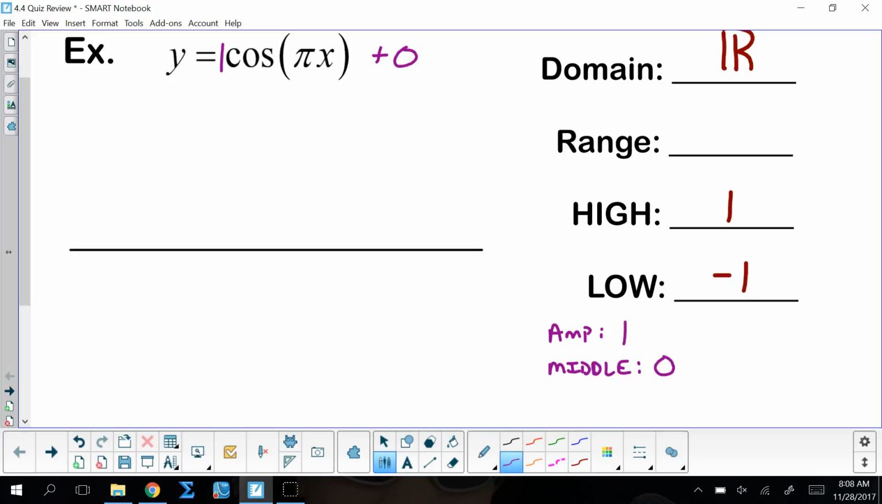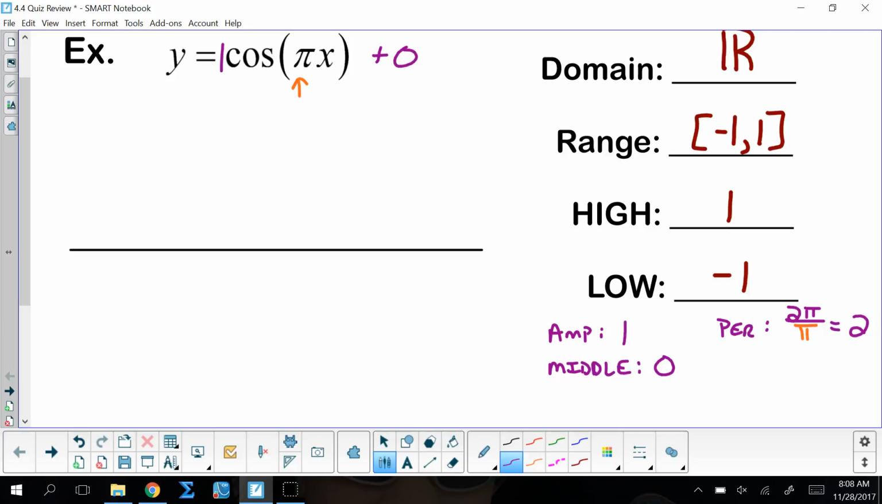Then my period, oops, I suppose we can fill in range then too. My range is going to be the interval from negative 1 to positive 1. Right? Okay? My period is going to be what? 2, because it's 2 pi divided by this number right there, which is pi. So that's going to be 2.